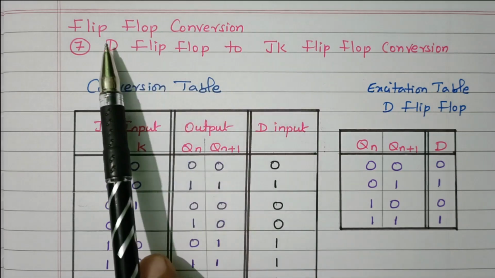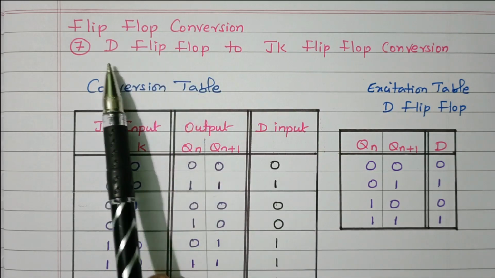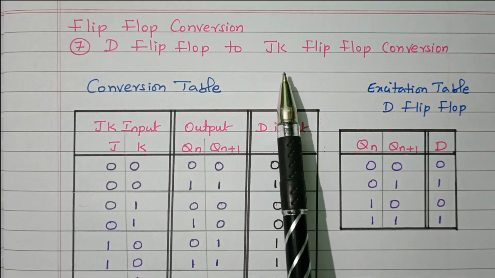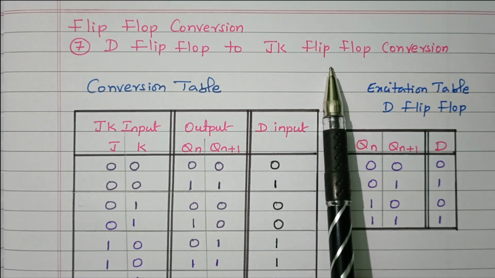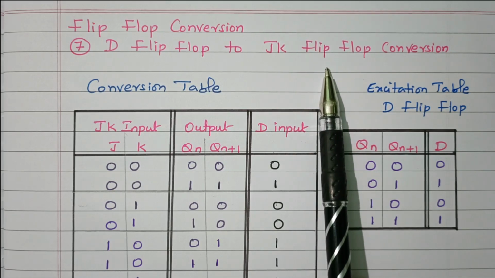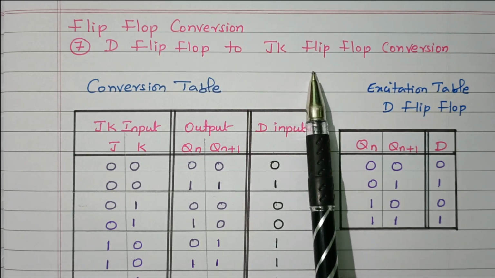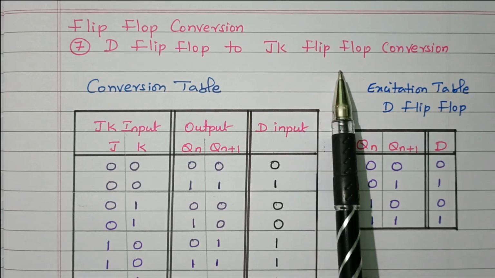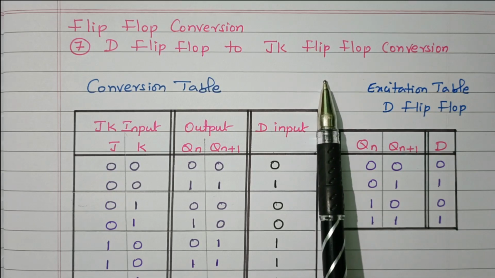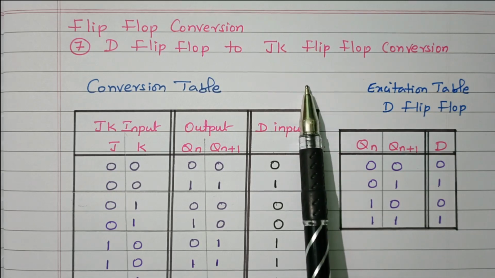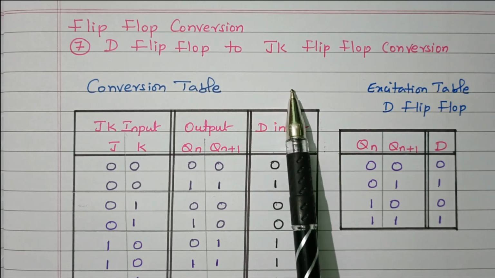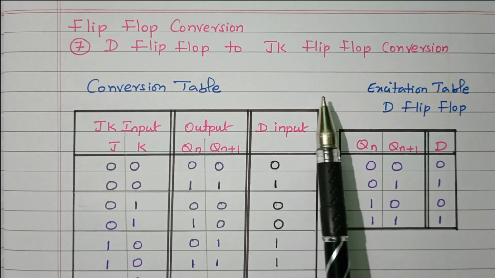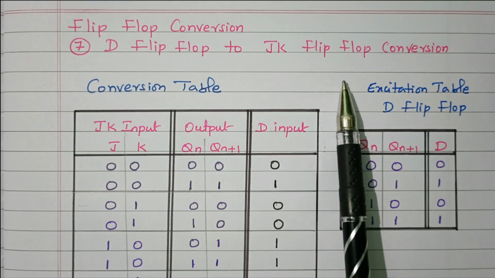Now we'll go to the topic, flip-flop conversion from D type to JK type. We know that a flip-flop is a storage element. It will store 1 bit of data. The flip-flop output has 2 states available, present state and next state. The next state output depends upon the present state output as well as the input. So the input and present state output will decide the next state output. These are the details about the flip-flop.